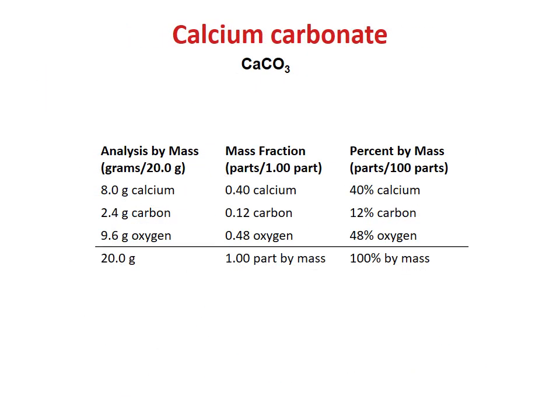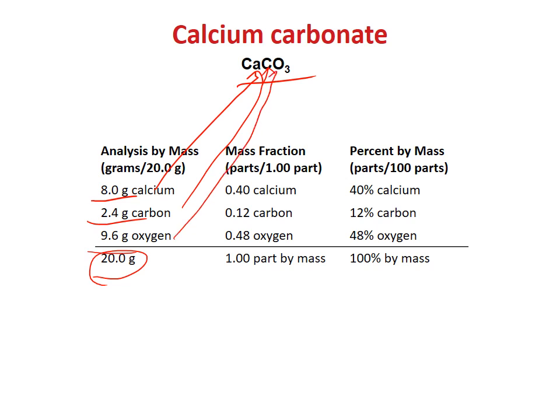In the last slide, calcium carbonate is synthesized by reacting calcium oxide and carbon dioxide. If we perform a chemical analysis on 20 grams of calcium carbonate, you will find 8 grams of calcium, 2.4 grams of carbon, and 9.6 grams of oxygen. And that is, in the sample, 40% of the mass is calcium, 12% carbon, and 48% oxygen. That is the composition of the calcium carbonate made by the chemical reaction.